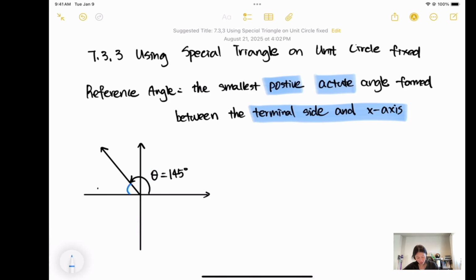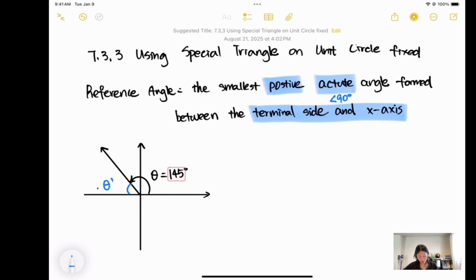We want it to be a positive angle, and we want it to be acute. Acute means less than 90 degrees. So this angle is definitely less than 90 degrees. So this is going to be theta prime. Whenever we have a reference angle, we use the angle's name and then prime to represent the reference angle of that angle. If the angle is t, the reference angle will be t prime. If the angle is tau, the reference angle should be tau prime.